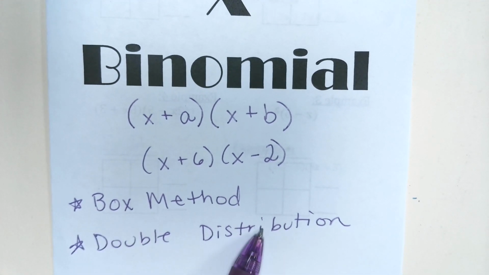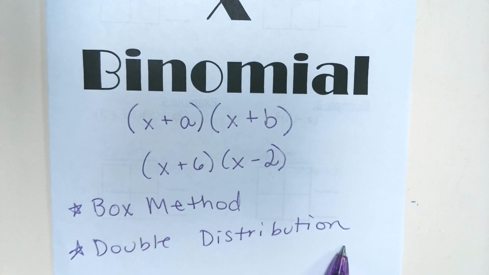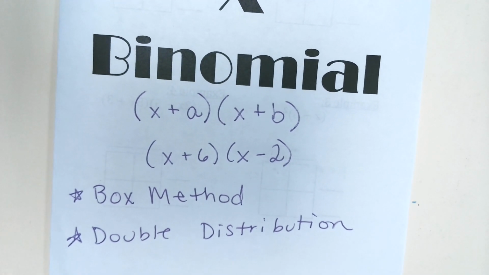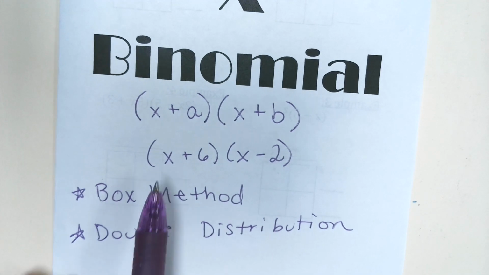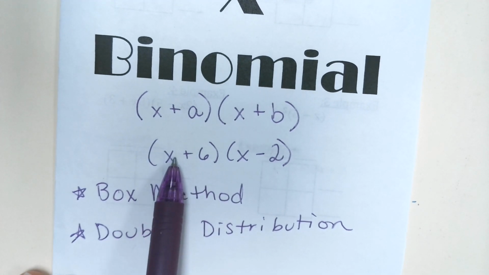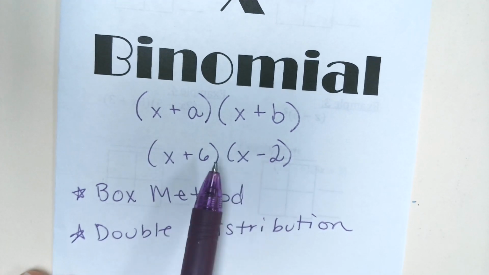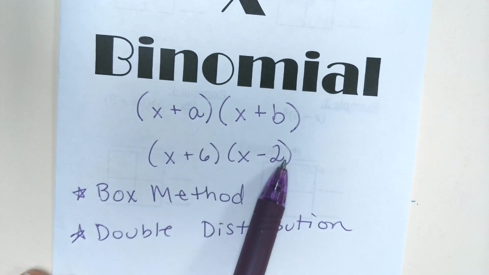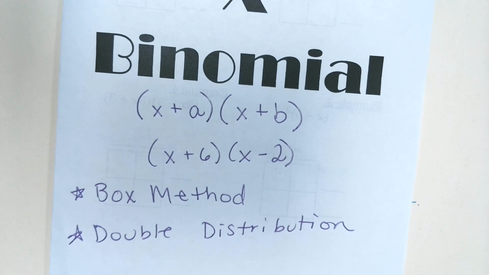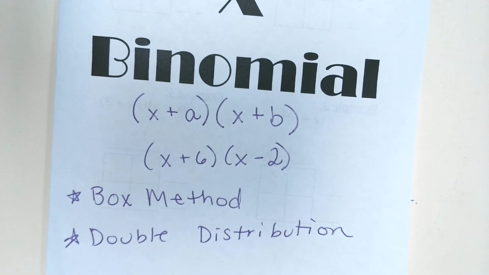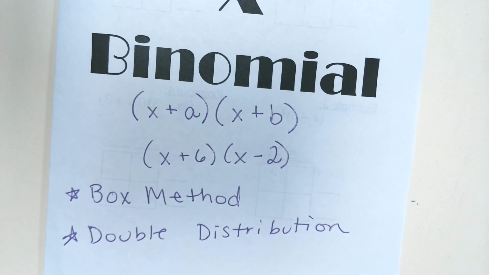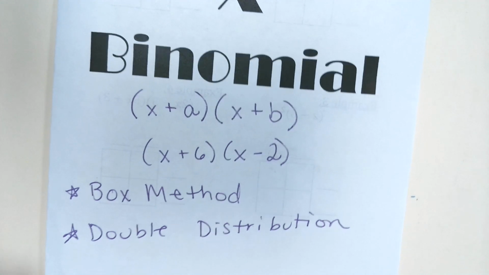So box method, I'll show you that on the next page. Double distribution, you might see it as FOIL. Whenever I was in high school, that's what they called it, FOIL. But we're not talking about FOIL at all. But if you ever hear that word, that's what it's talking about, because you distribute this one, and then you distribute this one to everything in the second parentheses. So go ahead and open up your notes, and we have some examples.